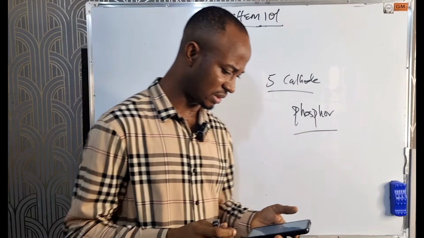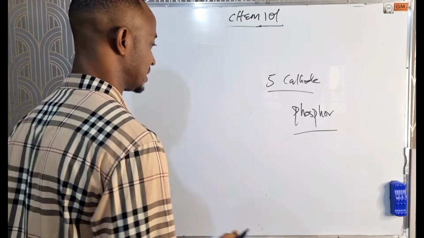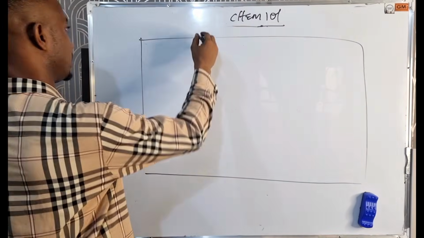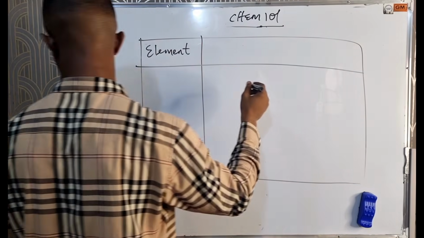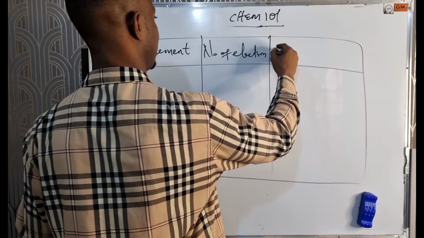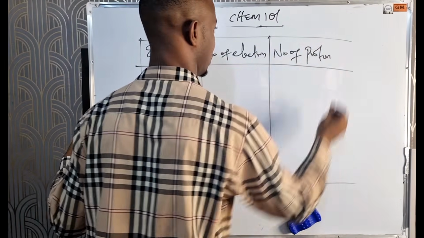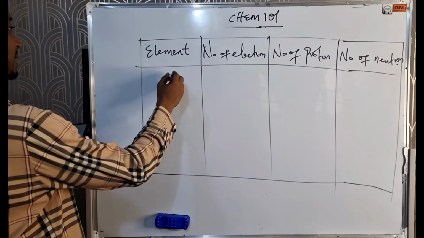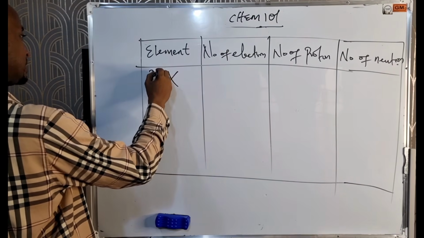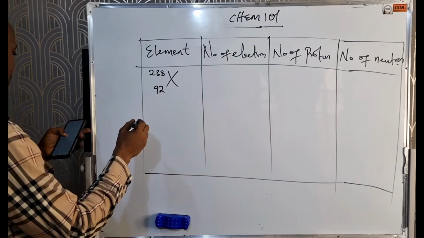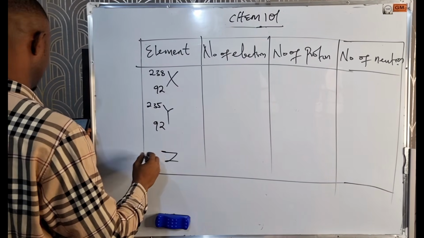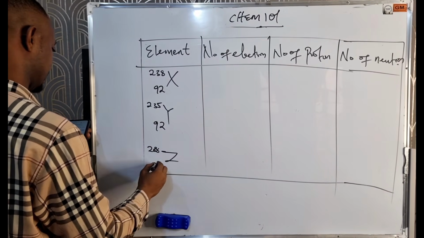The next question says we are given a table and we are asked to complete the table. Let me quickly draw the table. Here we have the elements, the number of electrons, the number of protons, and the last column, the number of neutrons. For element X we have 238 and 92. Y is 235, 92. Z is 208 and 84.